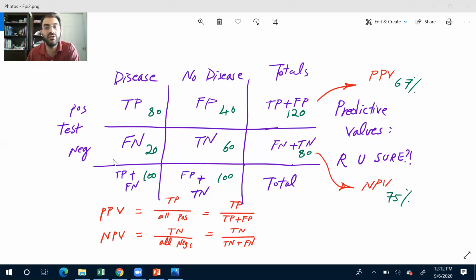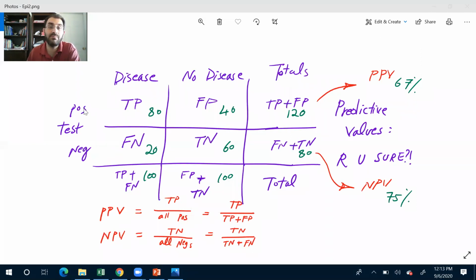Negative predictive value, look at the second row. What is the true part in the second row? TN. So TN over all the negatives. Dr. Saran, I will repeat. Okay, no worries, I will repeat. So negative predictive value is true negatives over all the negatives. Negative predictive value, look at the negative tests.